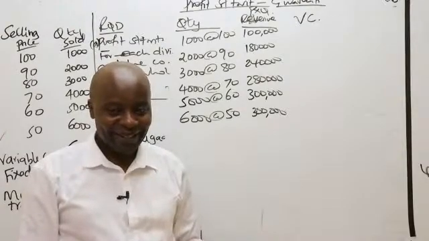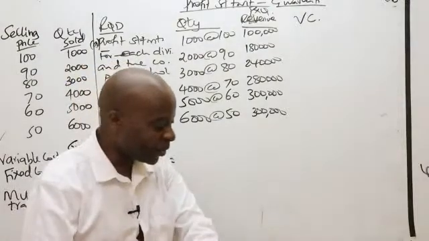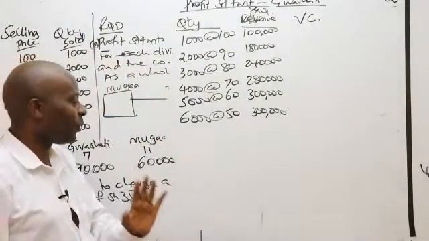Okay, Caroline 7,000. 27. Okay, those two are enough.